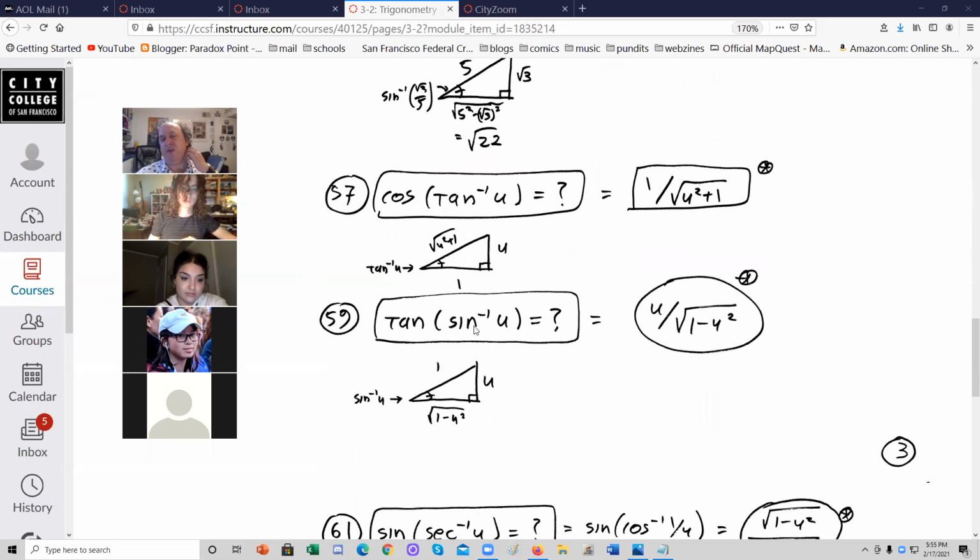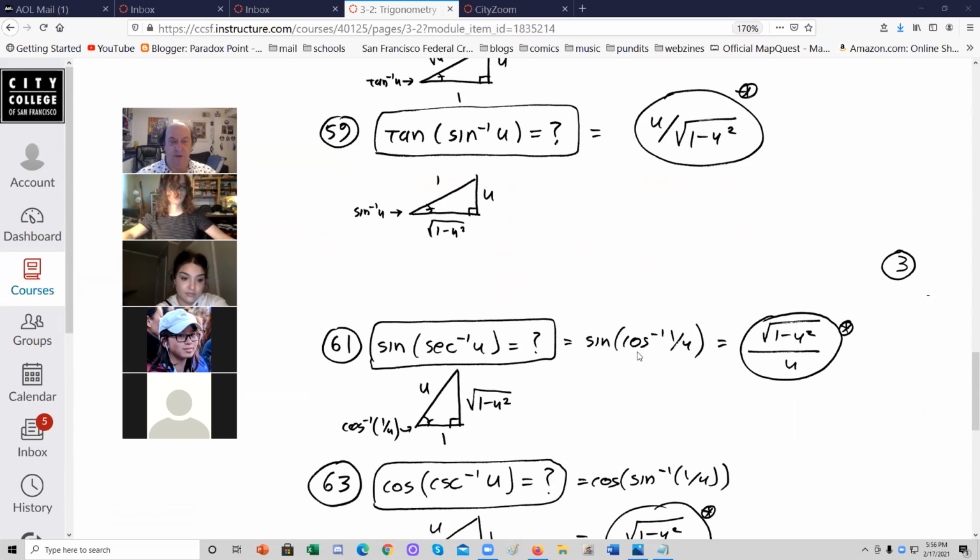Now here's tangent of arcsine u. What's that? Right triangle. This angle is arcsine u, which is opposite over hypotenuse. So opposite is u, hypotenuse is 1. After a bit of Pythagoras, this third side, the adjacent side, is root 1 minus u squared. Tangent of this angle is opposite over adjacent, therefore u divided by root of 1 minus u squared.